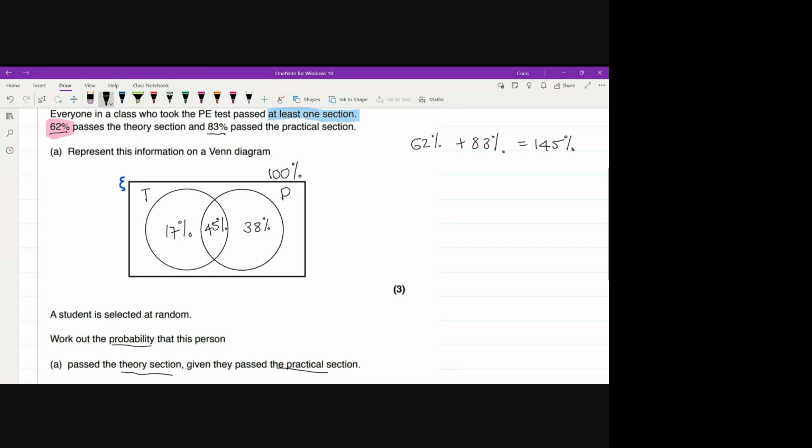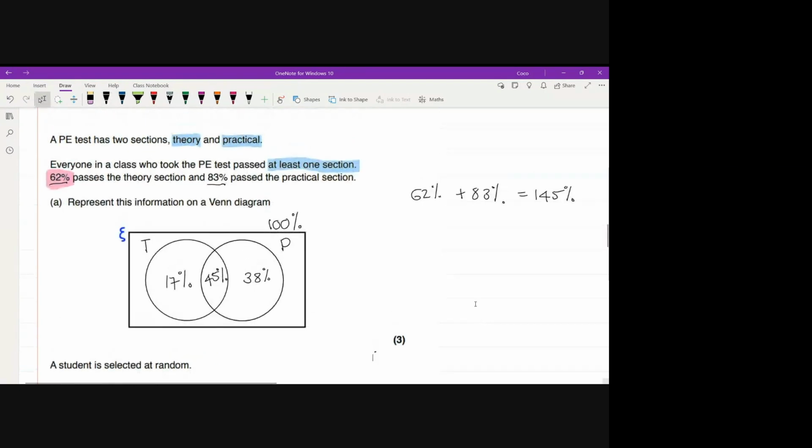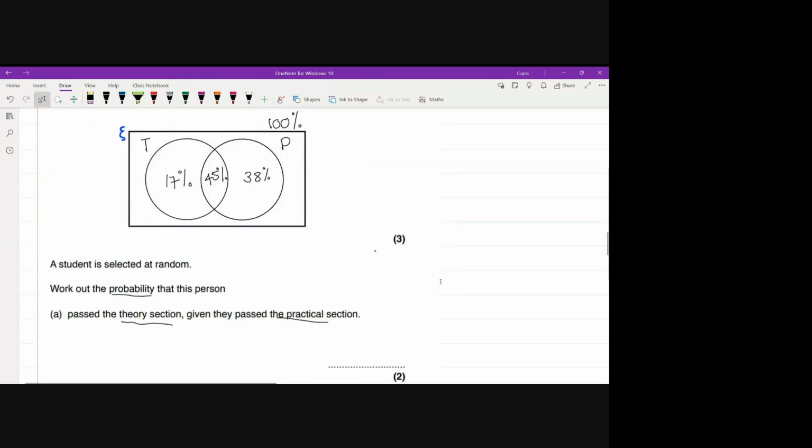Yes, Amandla, absolutely. They need to have passed both. So what is the probability that they would have passed both? 45%, because that's the percentage of the class that has passed the test. So we can say 45 over 100. And if we reduce this, I think we can divide by 5 on the top and on the bottom, 9/20. That would be the answer.